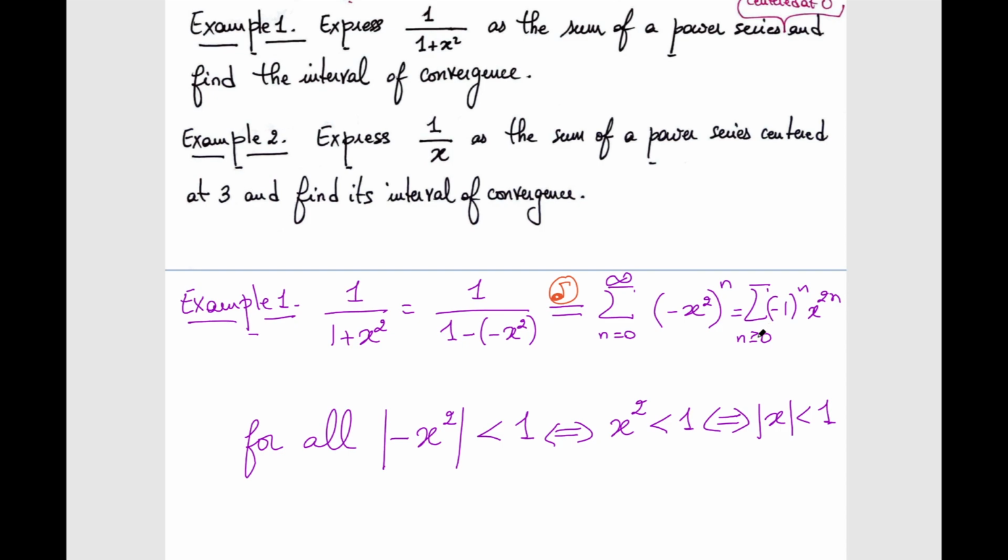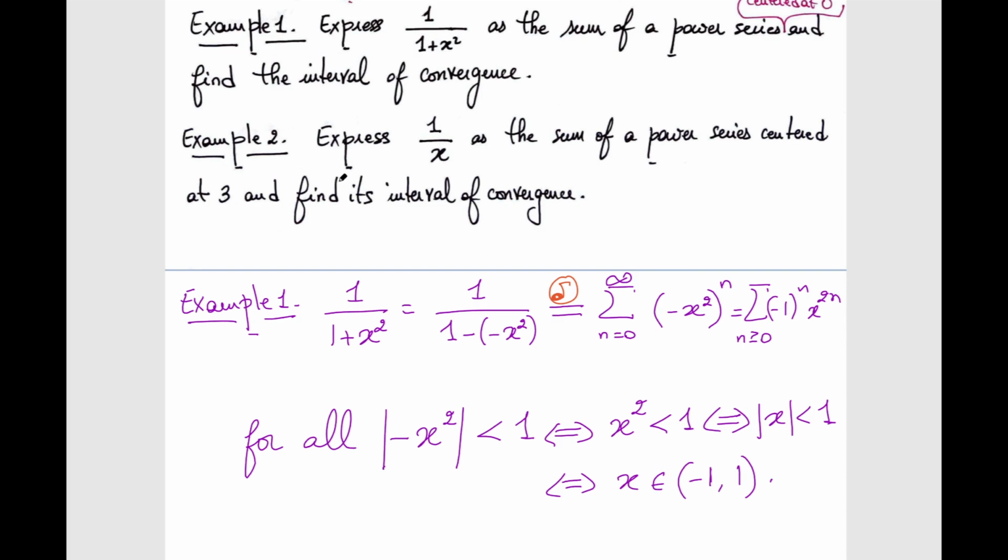So we get this. So this function 1 over 1 plus x squared can be represented as a power series centered at 0. And that power series has terms (-1)^n x^(2n). Okay? And the interval of convergence, we discovered, means that x is between -1 and 1, right? So this function and this series are the same as long as x is between -1 and 1.